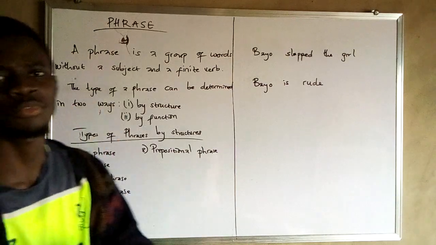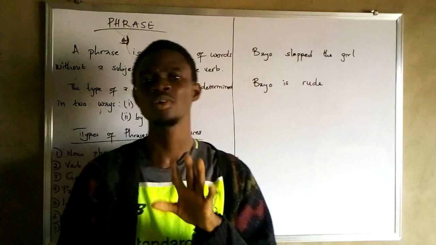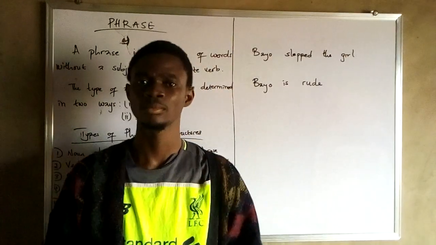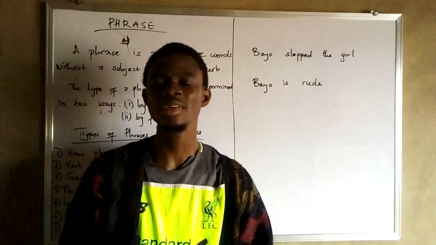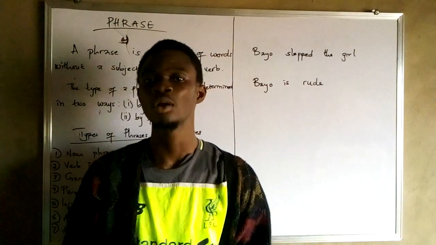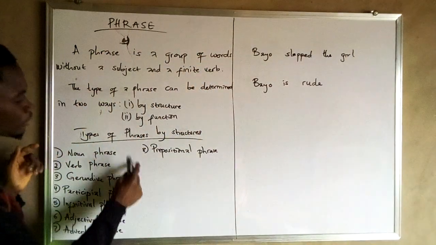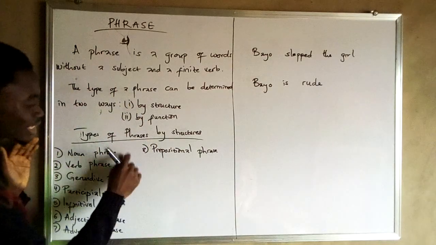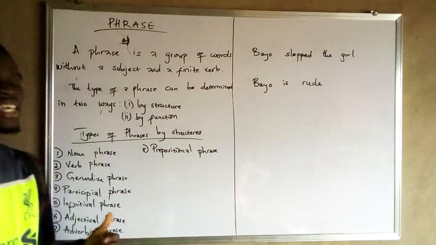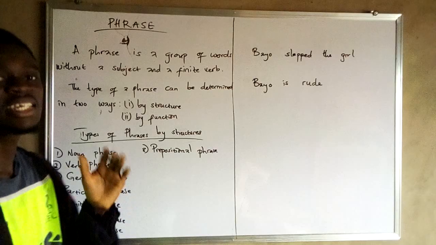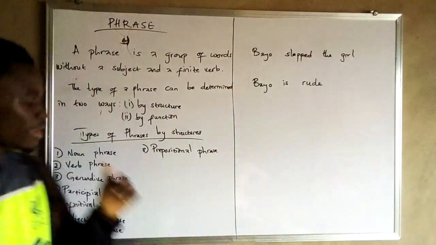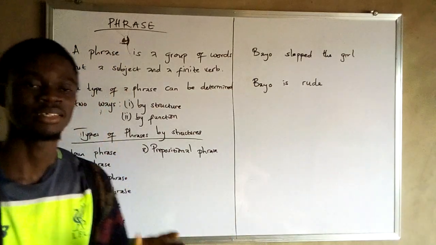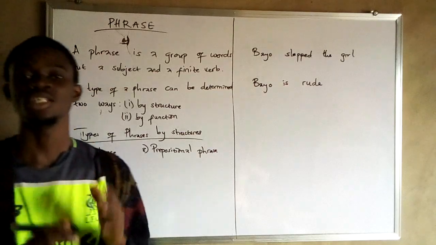Now, in the structure of a phrase, we always have something called the head of a phrase. The head of a phrase determines the type of phrase we're having. If the head of a phrase is a noun, or a nominal entity, we consider that type of phrase to be what? A noun phrase. If the head of a phrase is a verb, we consider it to be a verb phrase. If it is a gerund, we consider it a gerund phrase.